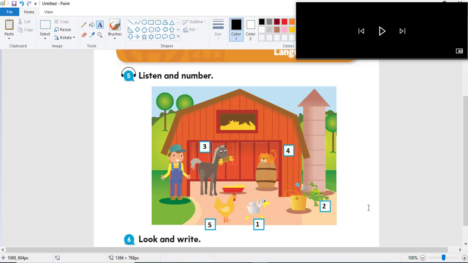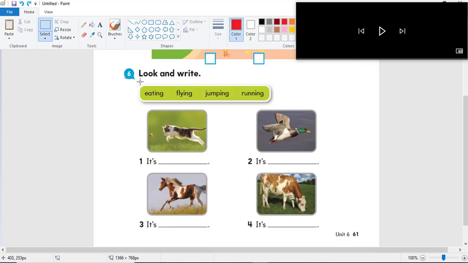Now I'd like you to copy the answers in your books. 3 4 2 1 and the chicken is 5. Great. Now let's move to the next question. Question 6. Look and write.